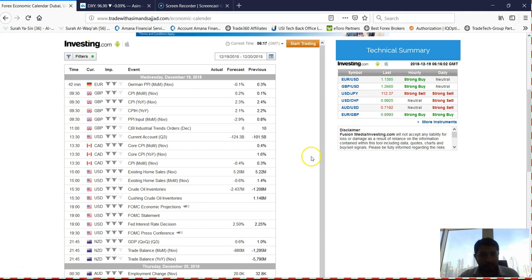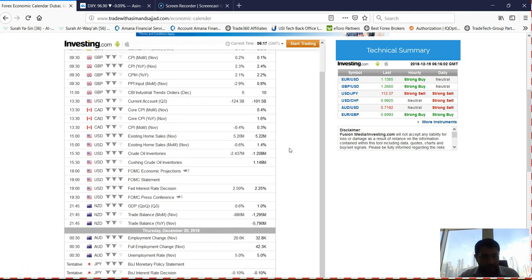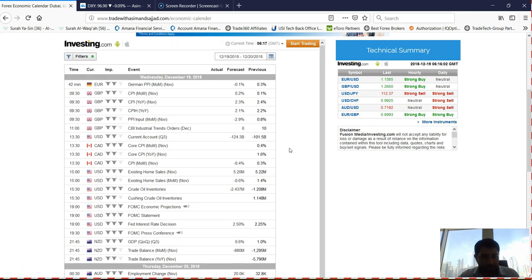Looking into all the important events on the economic calendar, we are expecting in 42 minutes the Eurozone news from the German PPI. Then later on we have CPI for the month of November at 9:30 GMT. We have some current account news from the US, core CPI from Canada, existing home sales from the US, and the FOMC meeting. Crude oil inventories are there, which is really important. The FOMC press conference will be there, the Fed interest rate decision, and trade balance from New Zealand. So these are some important events which will occur today, 19 December 2018.